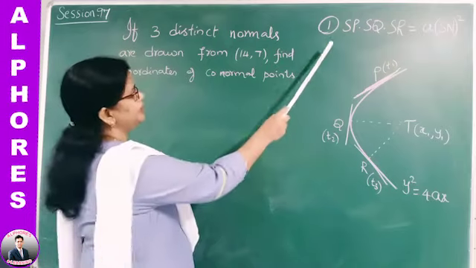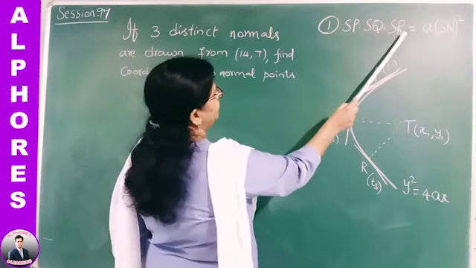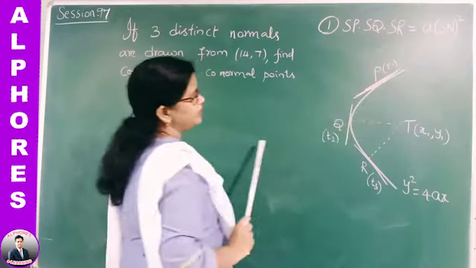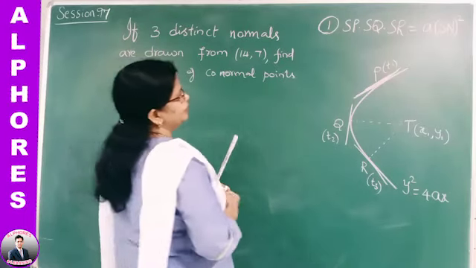Observe, students, the result: SP into SQ into SR is a into SN square. Okay, so what is N here?